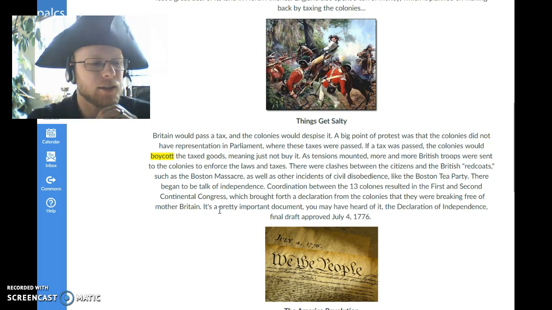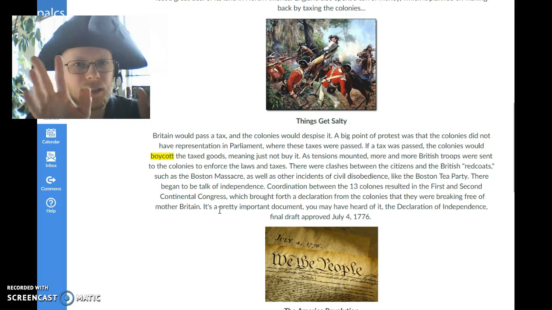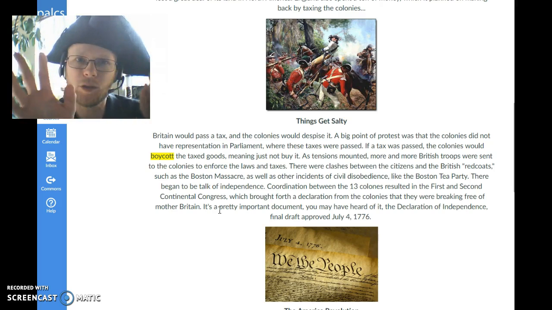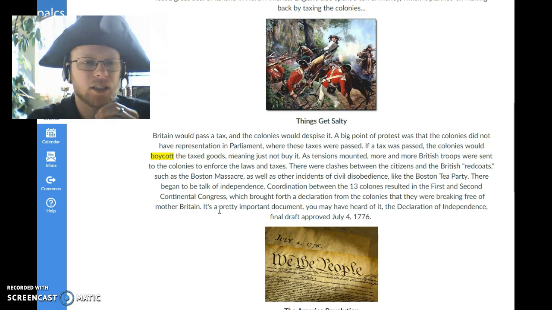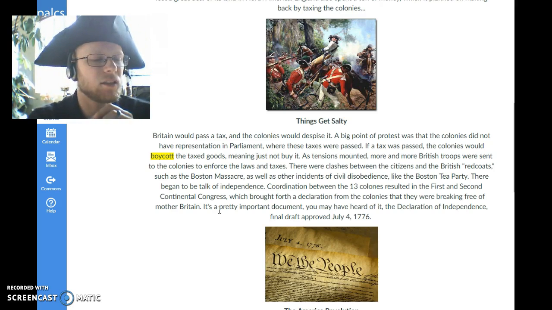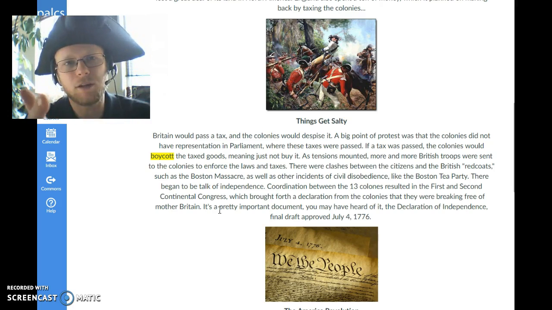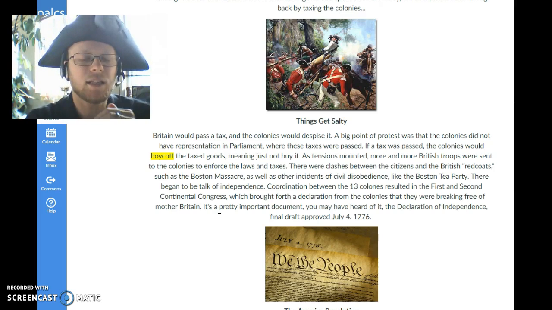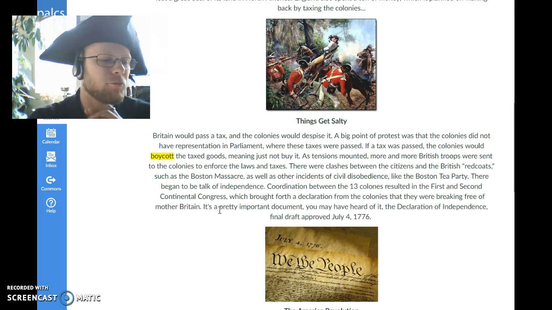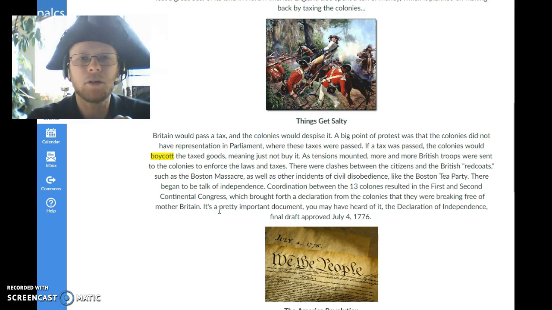You could tell that a lot of these events centered on Boston, Massachusetts. At this point, there were beginning to be whispers, talks of independence from Britain, which was treason. Coordination between the 13 colonies to handle these mounting tensions resulted in the First and Second Continental Congress, which essentially brought forth the declaration from the colonies that they no longer consider themselves a part of Britain. It's a pretty important document. You may have heard of it. It was called the Declaration of Independence.